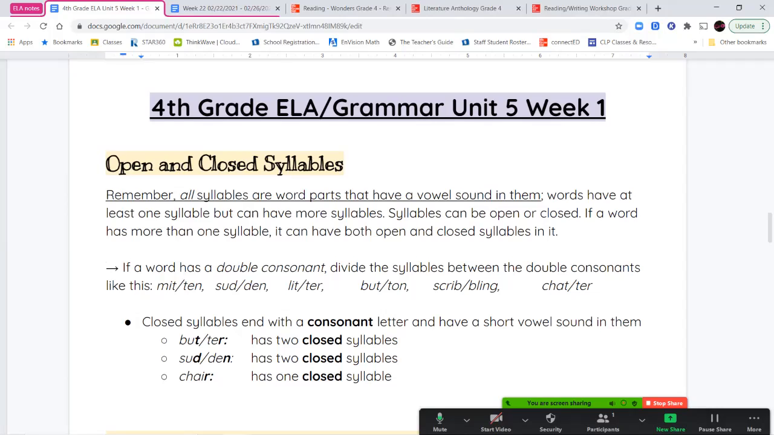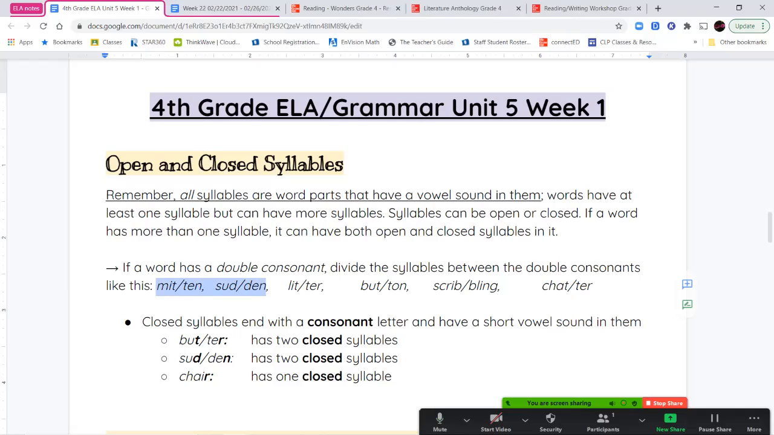Now, another thing to remember is if a word has a double consonant in it, that means two of the same letters back to back that are consonant letters, you divide the syllable in between those double letters. So one of them goes in the first syllable and one of them goes in the next syllable. So if you have the word mitten, M-I-T-T-E-N, you divide it right between those two T's. So M-I-T is one syllable and T-E-N is the second syllable. The same rule applies for the word sudden or litter or button or scribbling or chatter. All of these have a double consonant letter in them, and we split it right in between those.